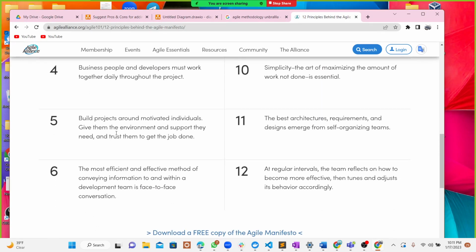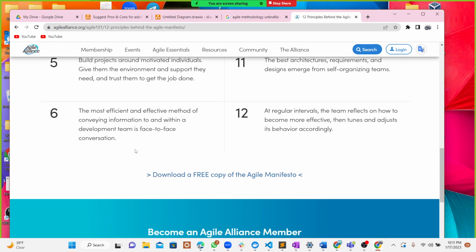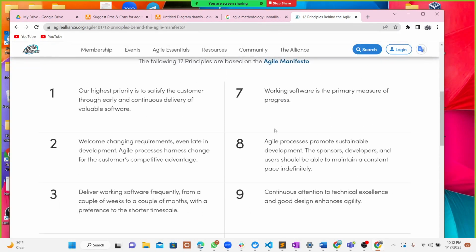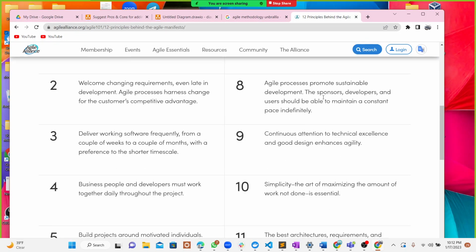And the next one is they want to build projects around motivated individuals. And then they want an efficient and effective method of conveying information to and within the development team: face-to-face conversation. This is one of the ones that we're missing. Face-to-face interaction, very important. And then you have working software. This one is constant pace, let me see this. Yeah, sustainability.